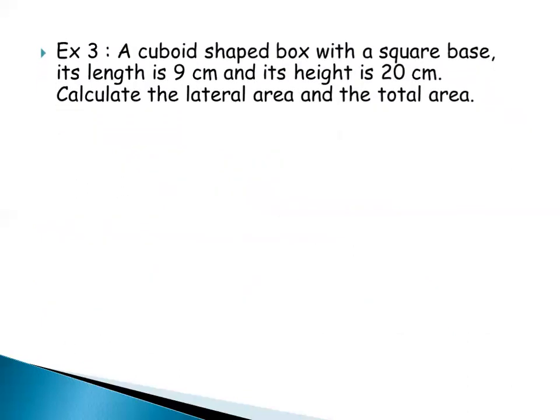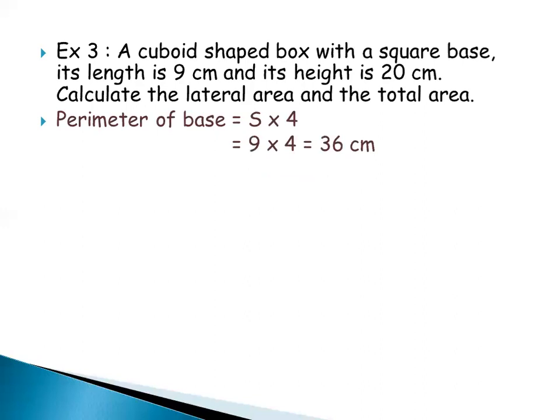Exercise 3. A cuboid shaped box with a square base. Its length is 9 centimeter, its height is 20 centimeter. Calculate the lateral and total area. My base here is in the shape of a square. This means I'm going to use the square's rule. Perimeter of base equals side times 4. This means I'm going to multiply 9 by 4 equals 36 centimeter.